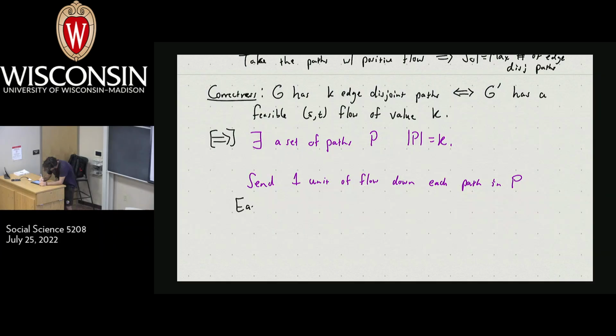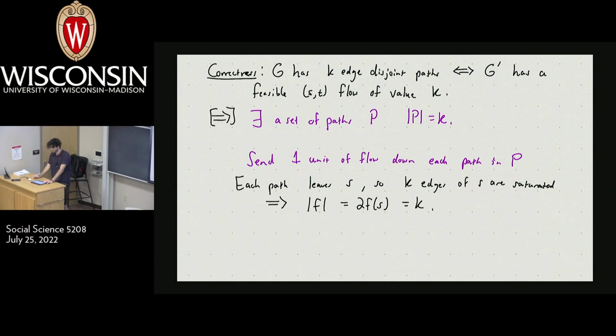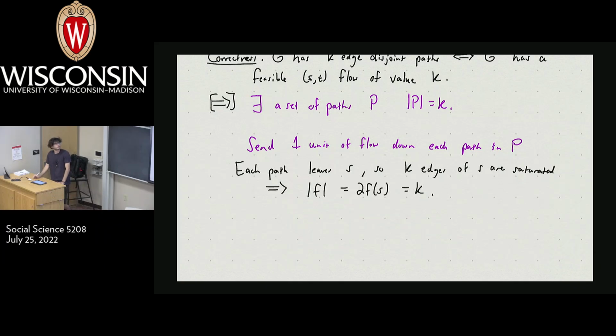So each path leaves S at the start. So K edges of S are saturated. And that means that the value of the flow, which is the net flow going out of S, is exactly K. So that's pretty straightforward. If there's K paths, they all leave S. They all use different edges leaving S because they're edge disjoint. And so we have a value of the flow that's K.